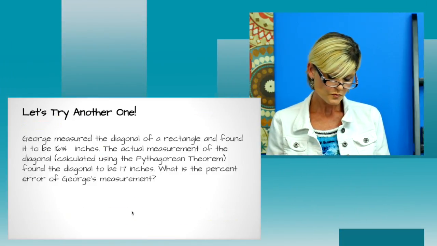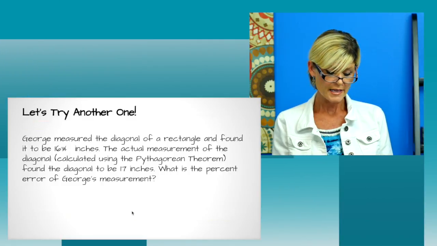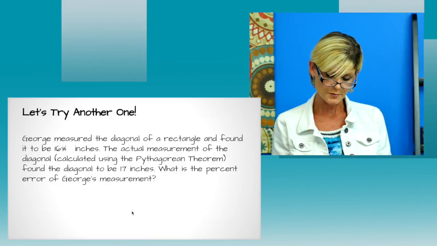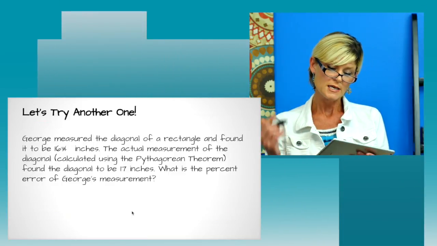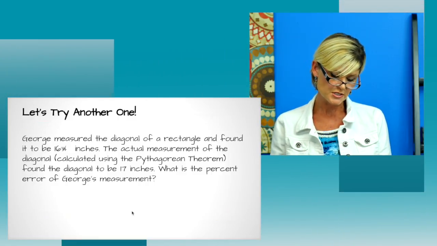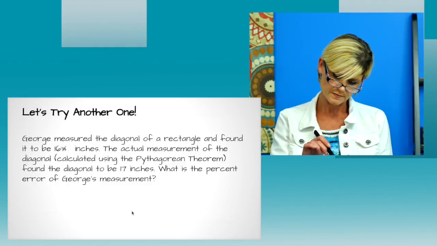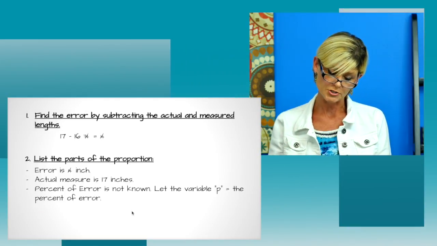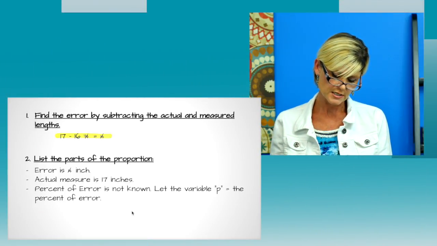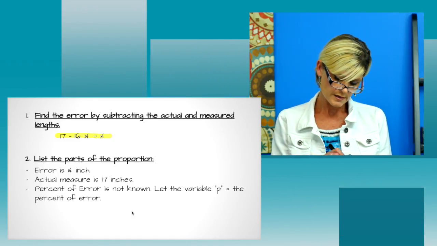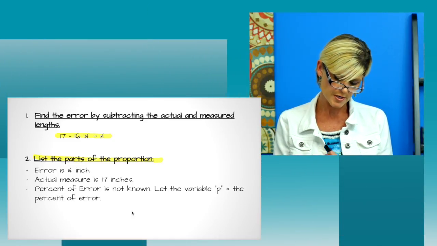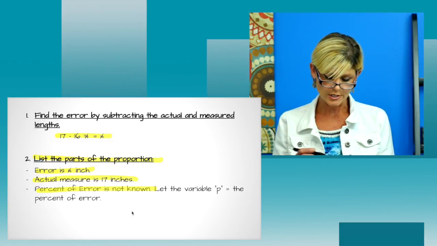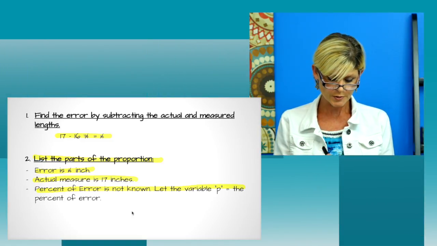Let's try another one. George measured the diagonal of a rectangle and found it to be 16 3/4 inches. The actual measurement of the diagonal, calculated using the Pythagorean theorem, was found to be 17 inches. What is the percent error of George's measurement? Let's find out. First thing we're going to do is find the error by subtracting the actual and the measured lengths. 17 minus 16 3/4 equals 1/4. That's the error. We're going to list the parts of the proportion. The error is 1/4 inch. The actual measure is 17 inches. So the percent of error is not known. We're going to let the variable P equal the percent of error.